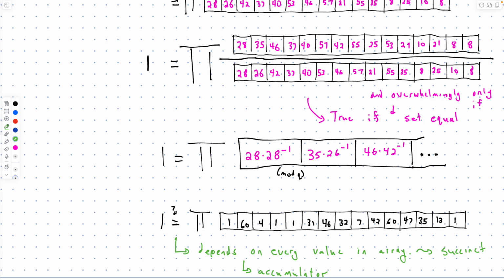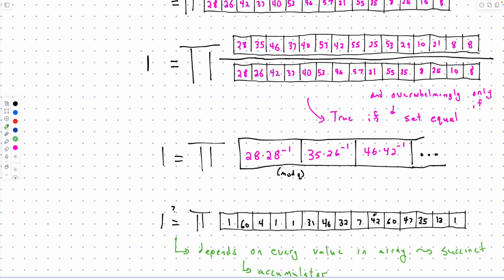So it's going to be really hard to give a proof that the product of all of these equals 1 if the proof depends on every single value in the array. If it depends on every value in the array, I'm going to have a hard time making it succinct, to give you some small bite-sized proof that depends on the entire array.